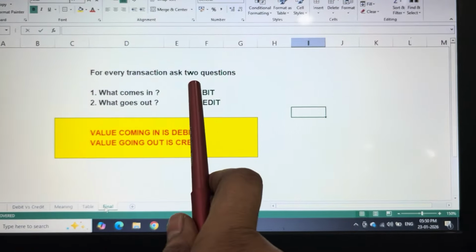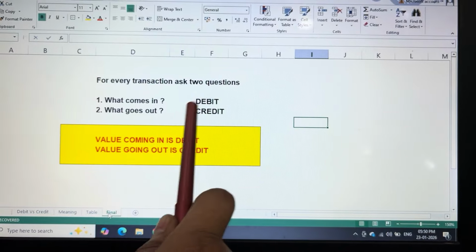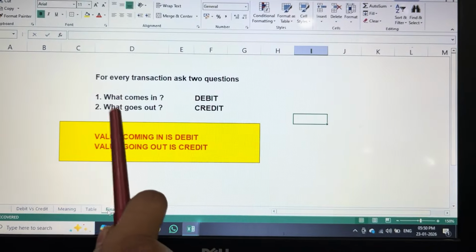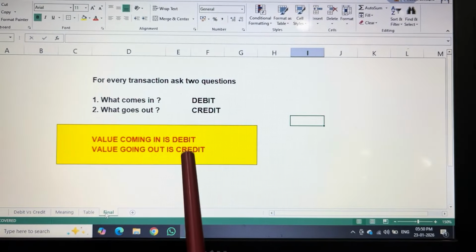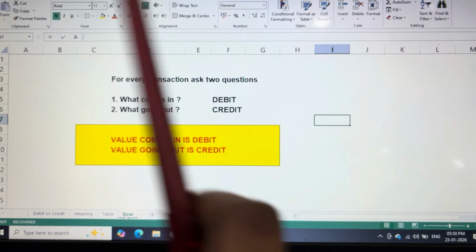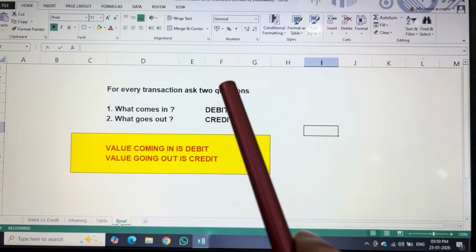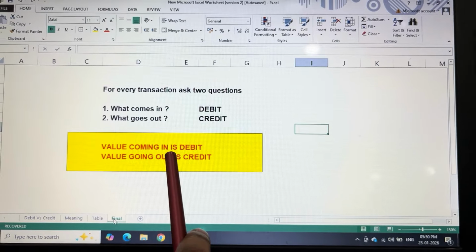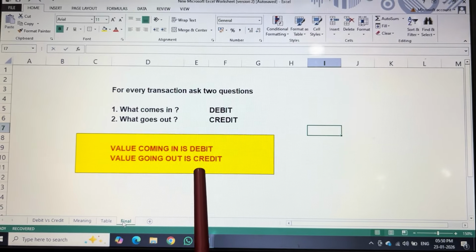For every transaction, ask two questions. What comes in? Debit. What goes out? Credit. Do not think debit is loss or credit is profit. Understand the logic, not memorize. Always remember this. Value coming in is debit. Value going out is credit.